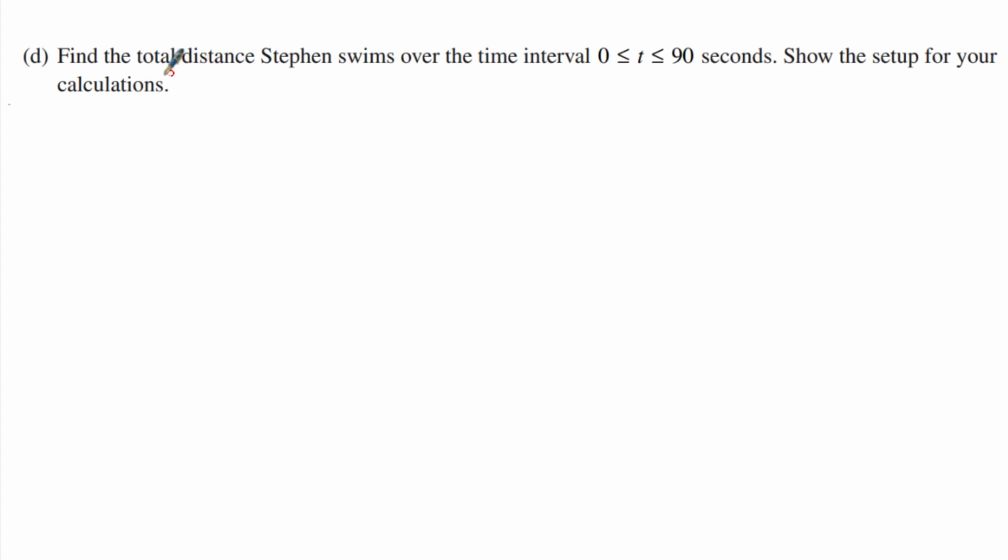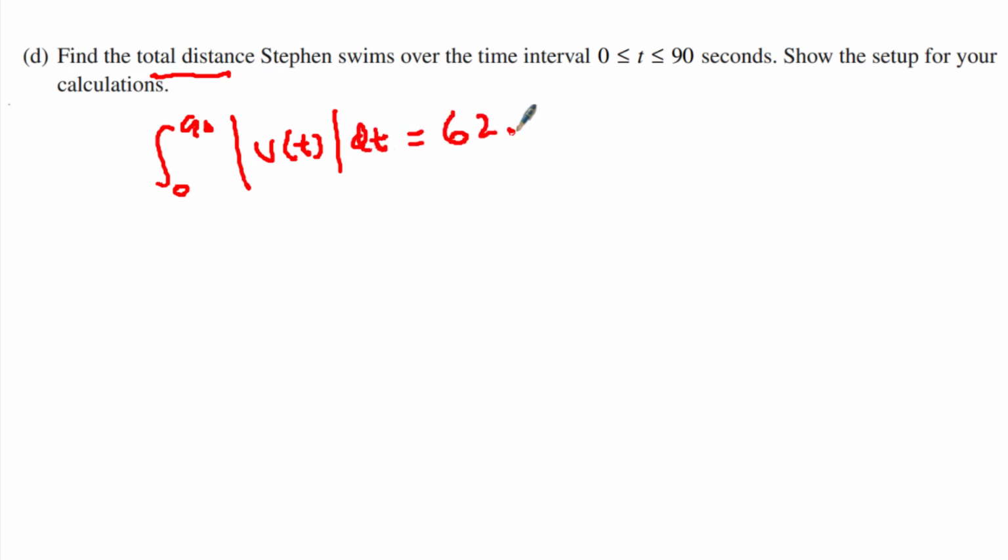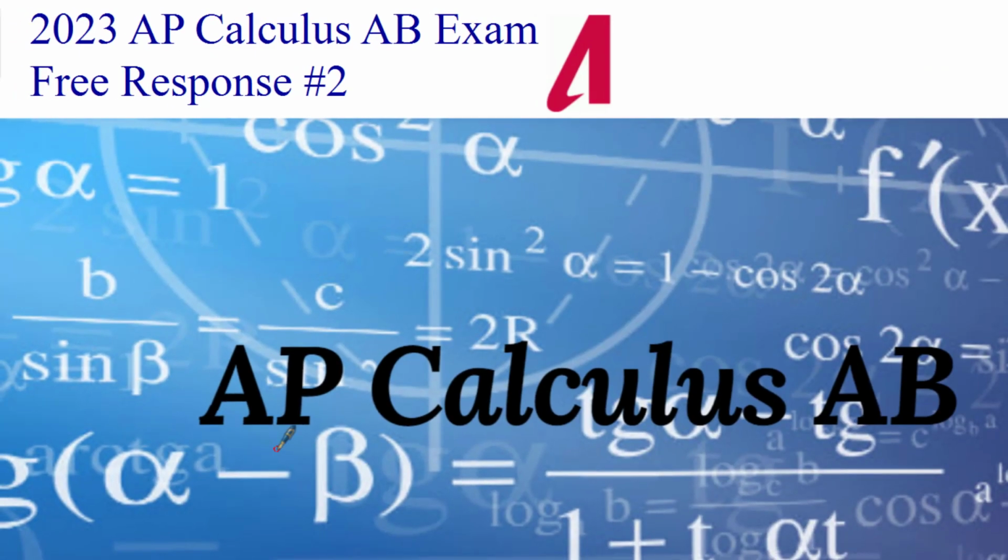Then we want to find the total distance from 0 to 90, and so we're going to take an integral from 0 to 90 of the absolute value of v of t dt, and that would give you your distance, and he travels 62.16422 meters over that entire time. That is his distance, not his displacement, but when we do absolute value, that is his distance. And that's question number 2 for the 2023 AP Calculus AB exam.